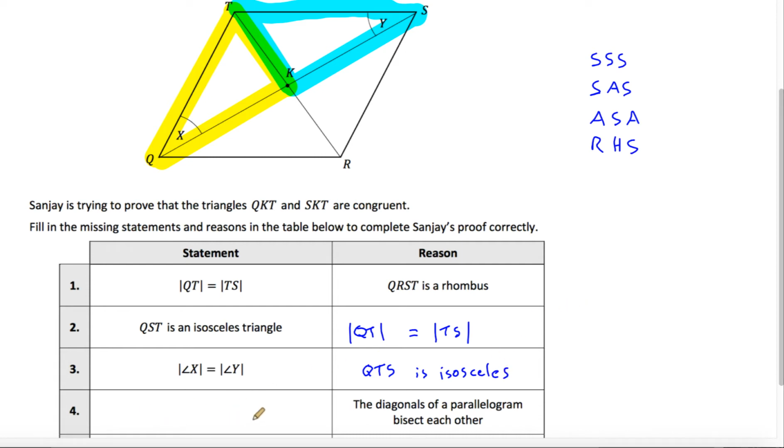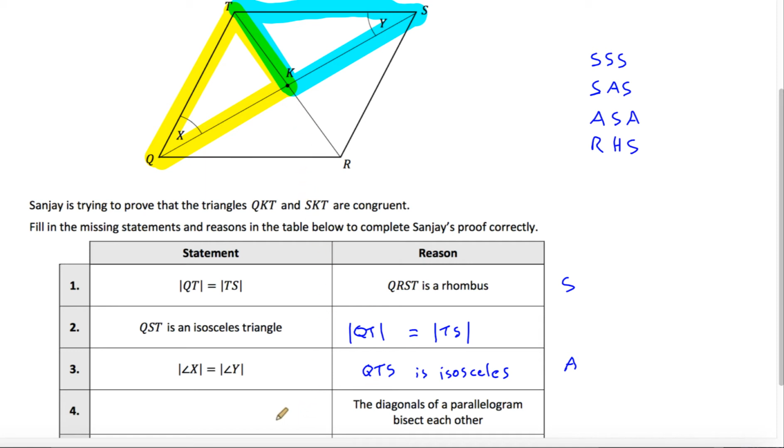Statement 4 is blank, but the reason is the diagonals of a parallelogram bisect each other. Now remember, the first thing you've proved here, you know that QT is equal to TS, so that's a side you've proved. Down here, you've proved an angle is equal to an angle, side, angle, and what side is that?